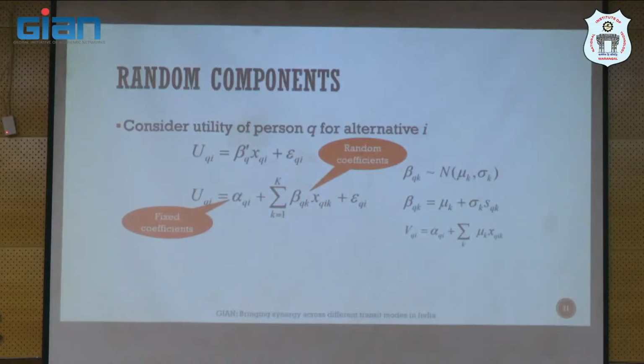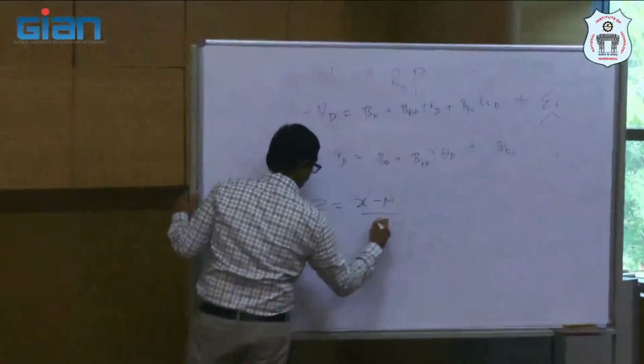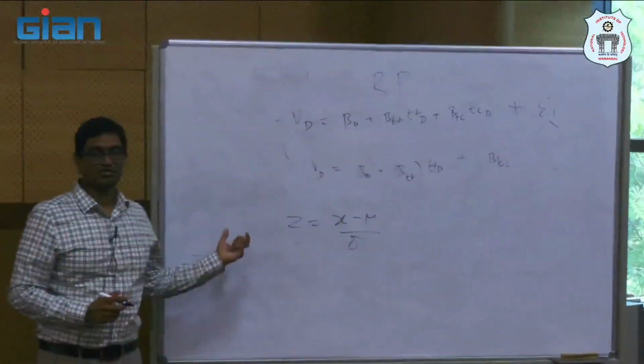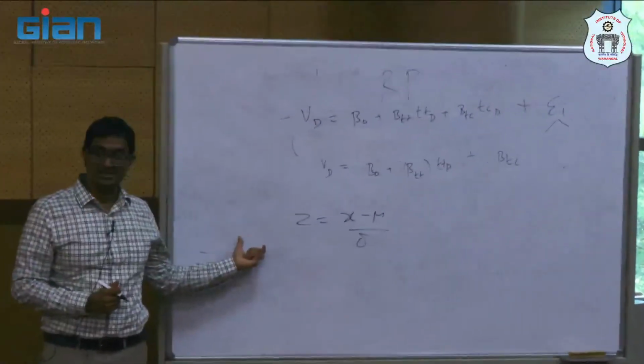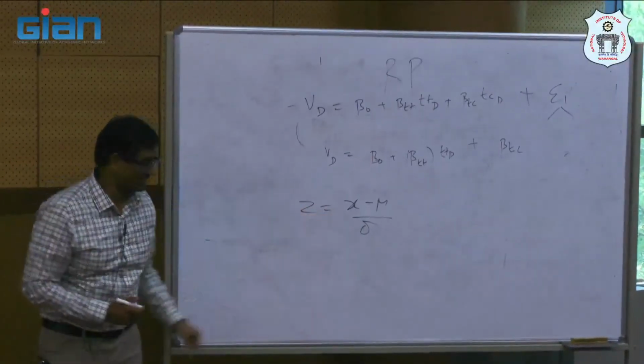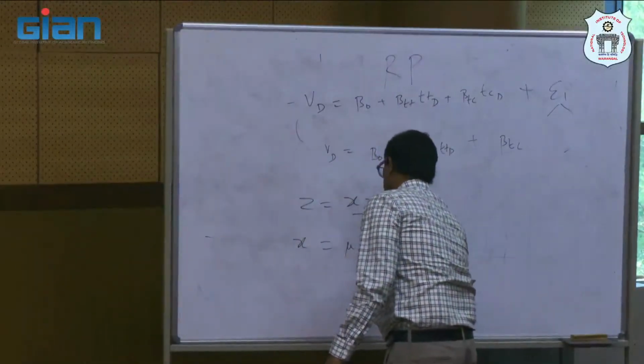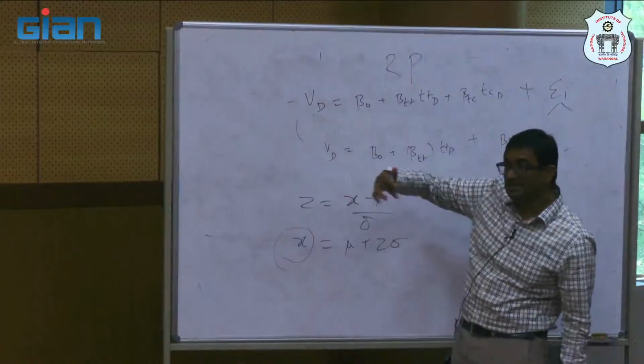I don't know if all of you remember this, how when we have a normal distribution, this is how we standardize it. Now what I'm doing is using this equation to find my x. So x will be mu plus z sigma, because I need the beta I need to use, right?